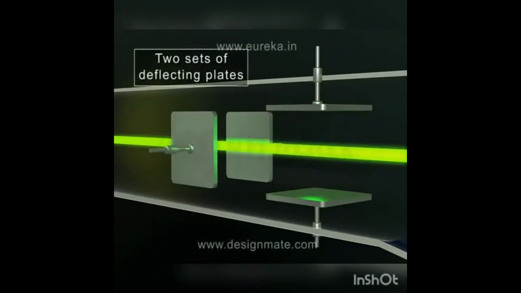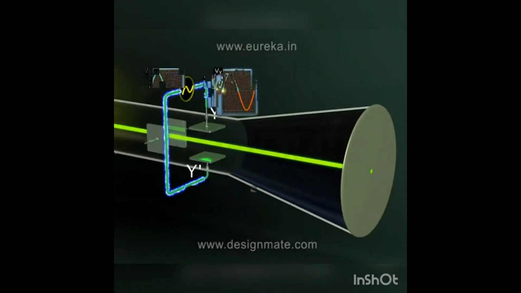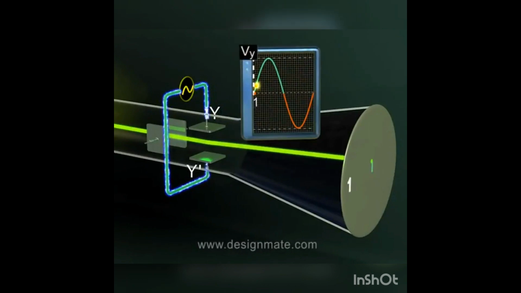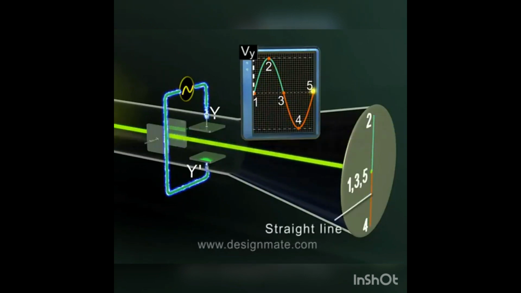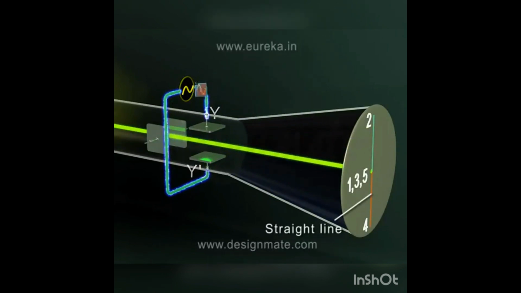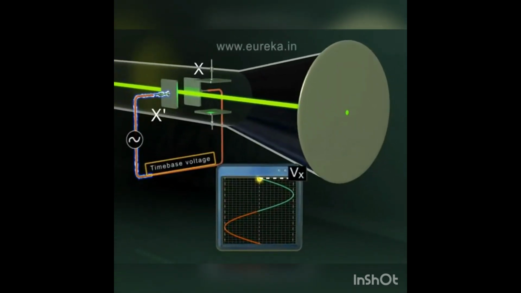There are two sets of deflecting plates. One of them is placed at the y and y dash plane, where it deflects in a vertical plane, moving up and down, spotting a light straight line accordingly. And another AC signal potential on the x and x dash plane deflects in the horizontal direction, applying a sinusoidal wave signal, which traces out a straight line on the screen.